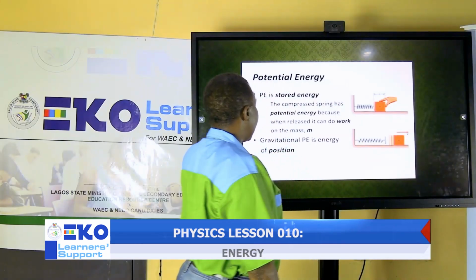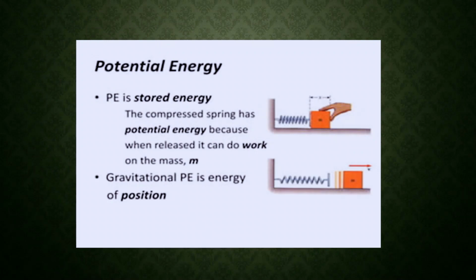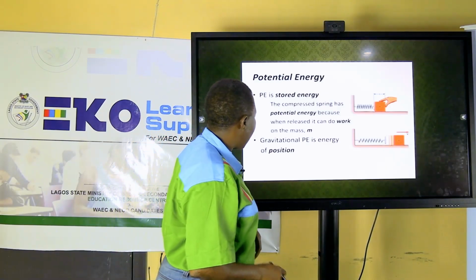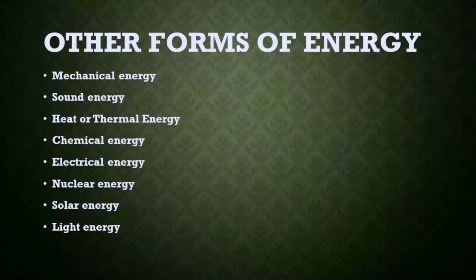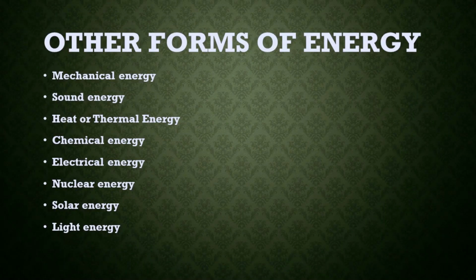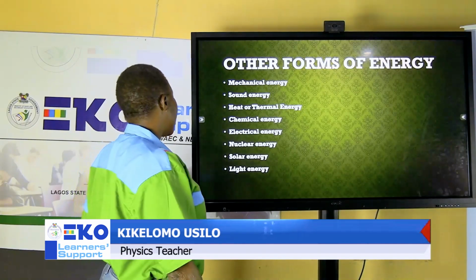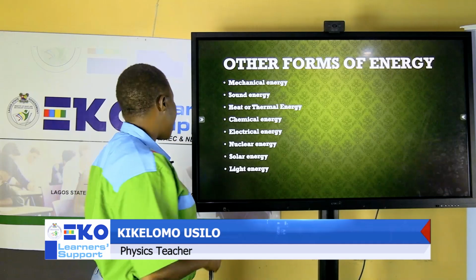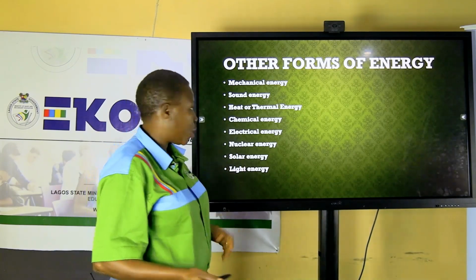Potential energy, like we said, is a stored energy. Take, for instance, the spring. The compressed spring has potential energy. When released, it can do work. Then we have gravitational potential energy, that is the energy of position. Other forms of energy we have are mechanical energy, sound energy, heat or thermal energy, chemical energy, electrical energy, nuclear energy, solar energy, light energy, amongst other forms of energy.